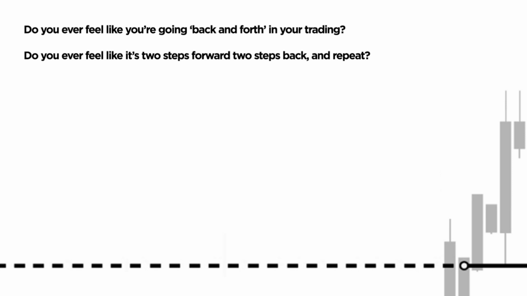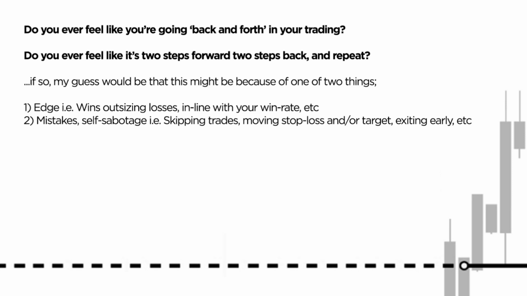So let's dive in. Now, if you are feeling like you're stuck, and again, you're going back and forth within your trading, my guess would be that this might be because of one of 2 things, or maybe even both of these 2 things. So number 1, edge, i.e. wins outsizing losses in line with your win rate, and so on. Or 2, mistakes, i.e. self-sabotage, so skipping trades, moving your stop loss or target, exiting early, and so on and so forth. So let's start with reason number 1.